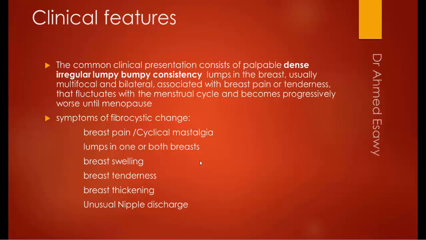Clinical features: the common clinical presentation consists of palpable, dense, irregular, lumpy, bumpy consistency lumps in the breast, usually multifocal and bilateral, associated with breast pain or tenderness that fluctuates with the menstrual cycle and becomes progressively worse until menopause. Symptoms of fibrocystic change: breast pain, cyclic mastalgia, lumps in one or both breasts, breast swelling, breast tenderness, breast thickening, unusual nipple discharge.